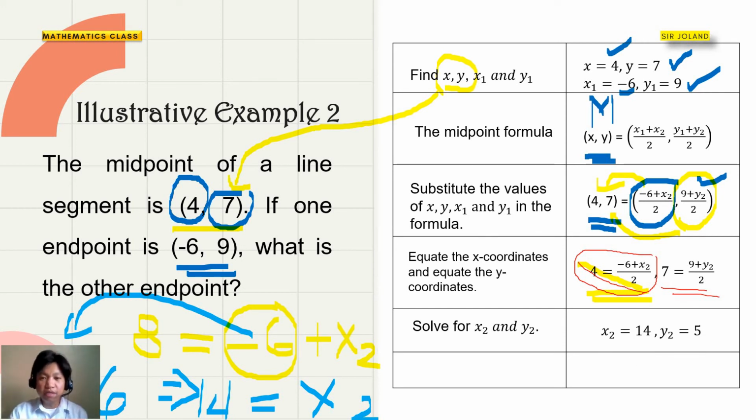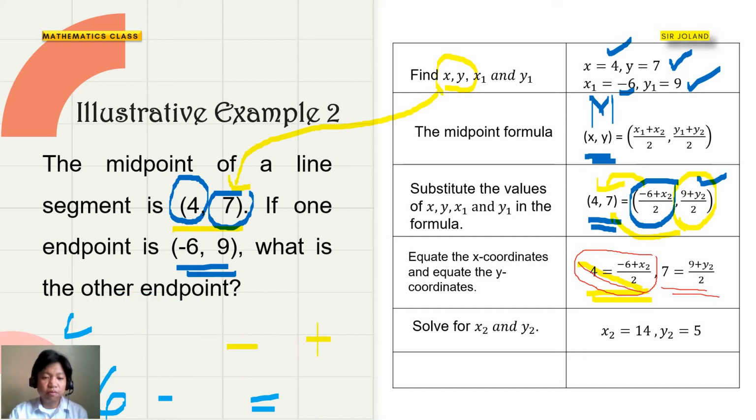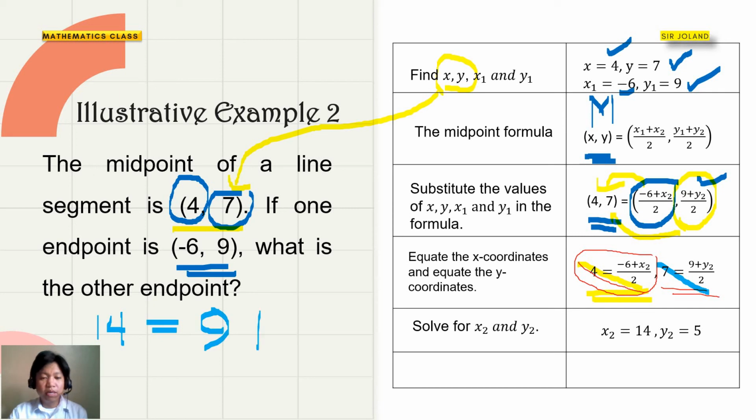Okay? And then, sir, paano natin nakuha yung 5 para sa y sub 2? Same procedure lang din yon. Okay, so barahin natin ito. Cross multiplication muna. I-multiply muna natin itong 7 sa 2. Okay, so that is 14. Now is equal to, we just copy 9 plus y sub 2. Y sub 2 natin ang hinahanap dito sa equation na to. Like what I did kanina sa x sub 2, you just get the additive inverse of 9, that is negative 9. So, mag-subtract lang tayo dito ng 9.